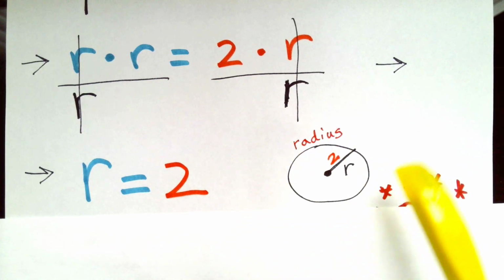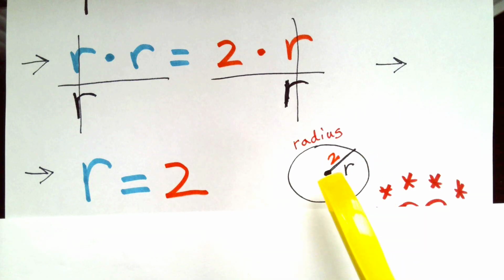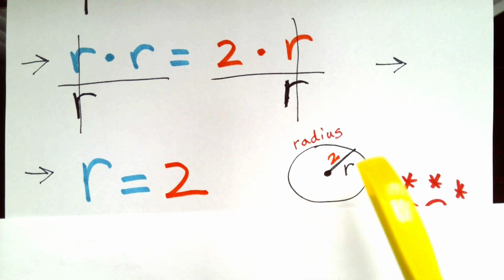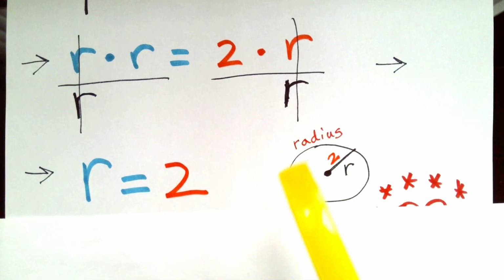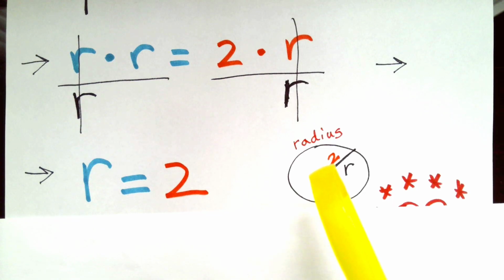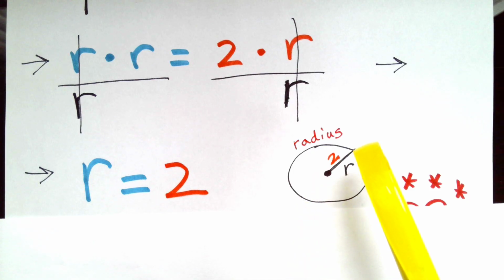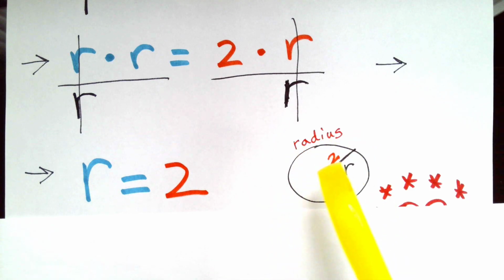I told you I'd show you an image, and here it is. The radius is from the center of a circle, and this is a pretty shoddy looking circle, more like an oval maybe. But the radius is the measurement from the center of the circle all the way to the edge of the circle. That's your radius.